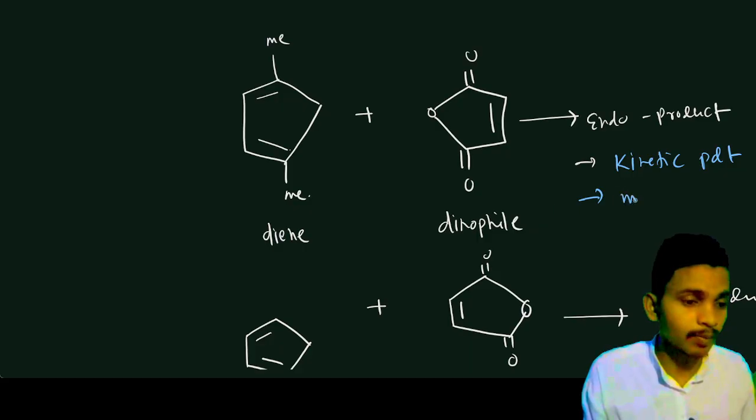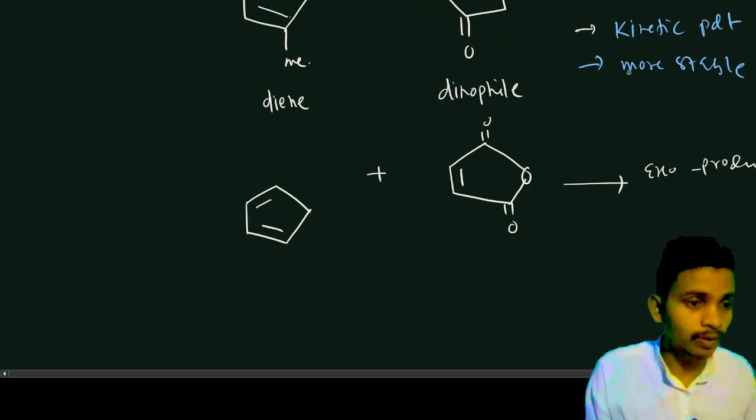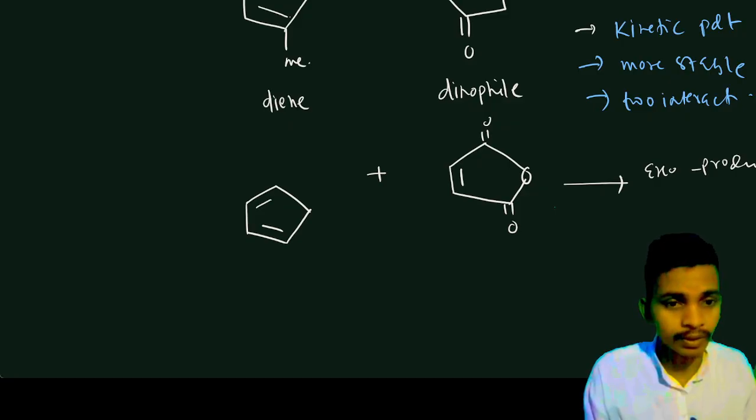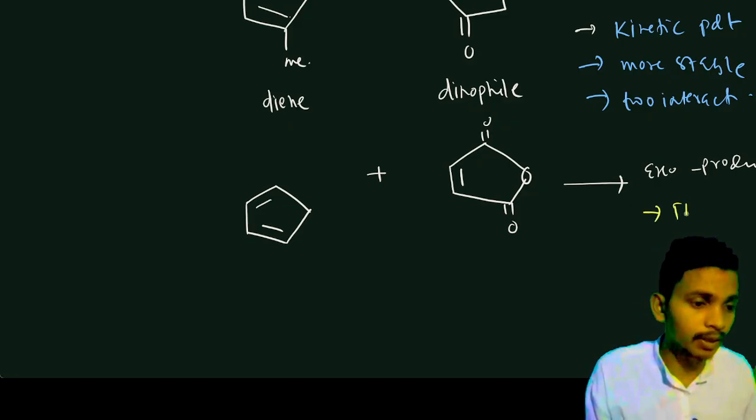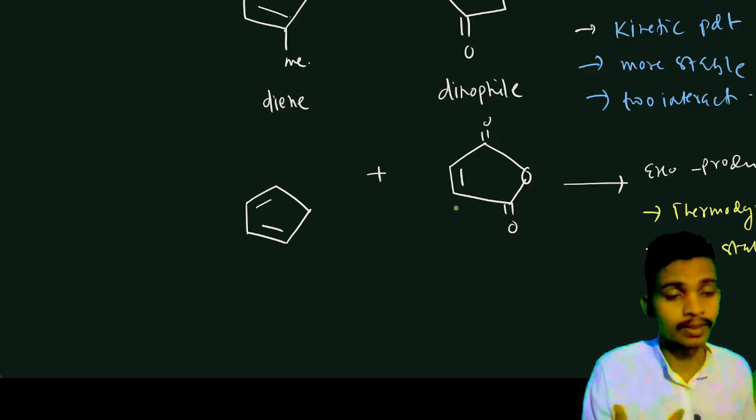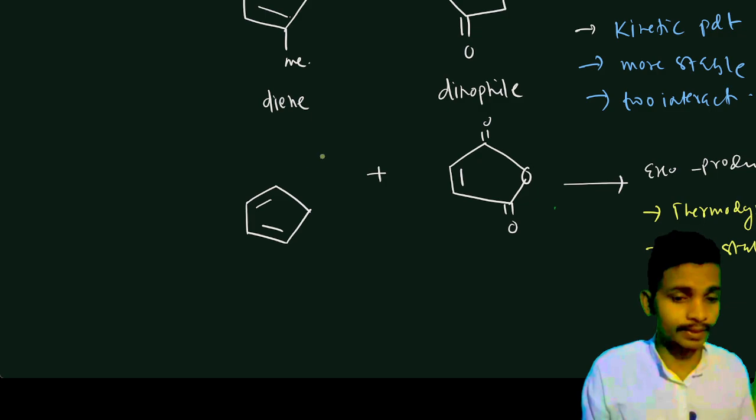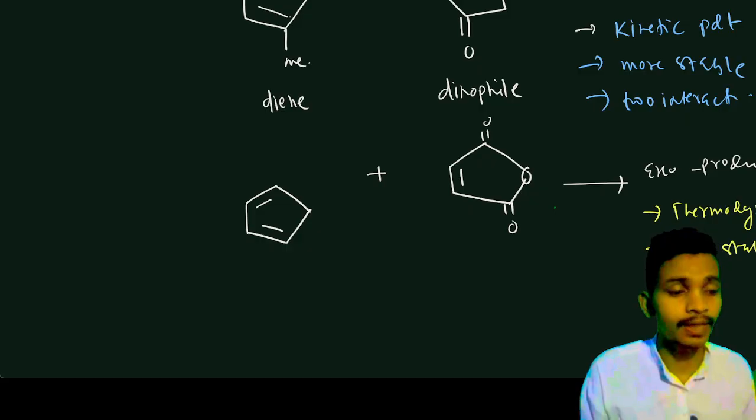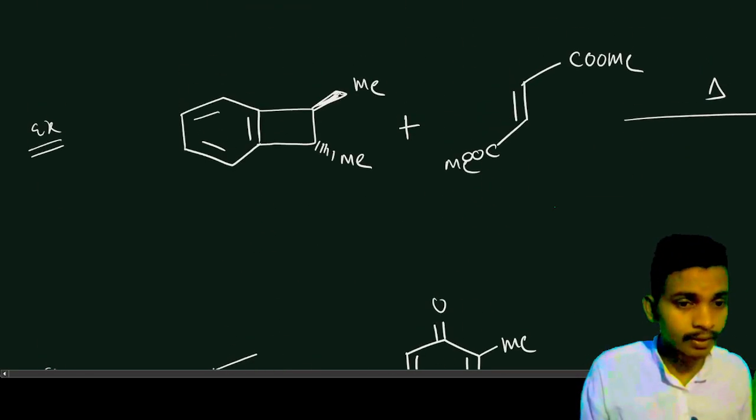So this is the more stable one, as we discussed in the previous class. Why is the endo product more stable? Because here two interactions are possible, whereas this exo product is the thermodynamic product, and the transition state is less stable, because here only primary interactions happen, while in the other both primary and secondary interactions happen. We discussed that in the previous class.